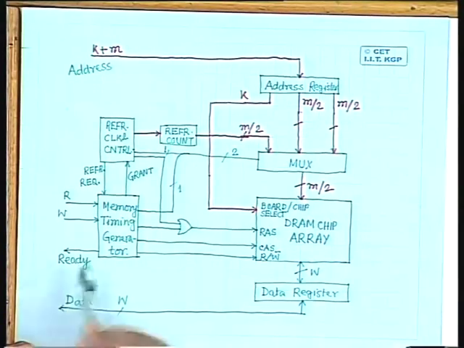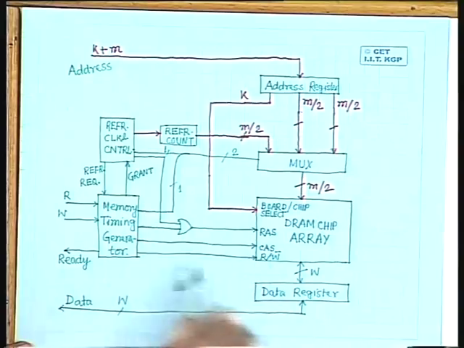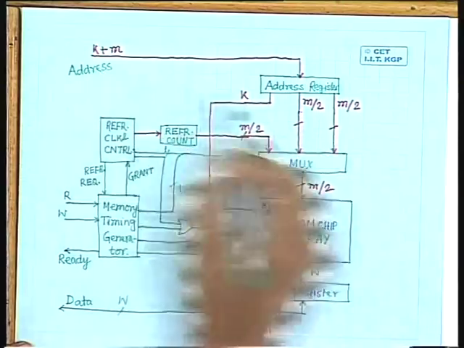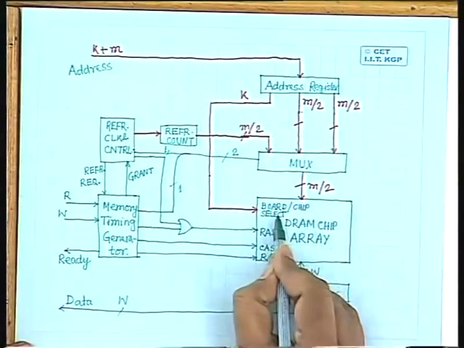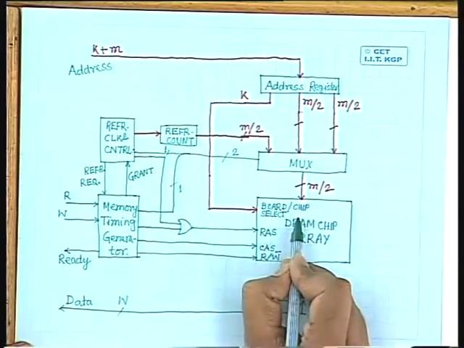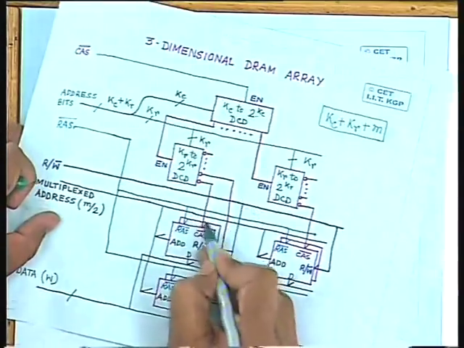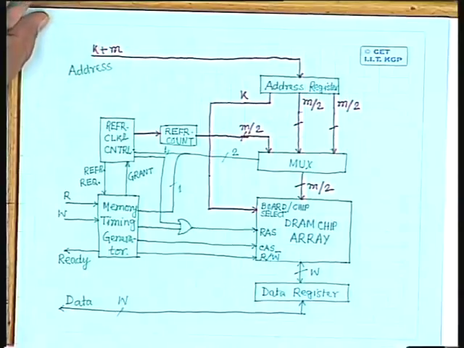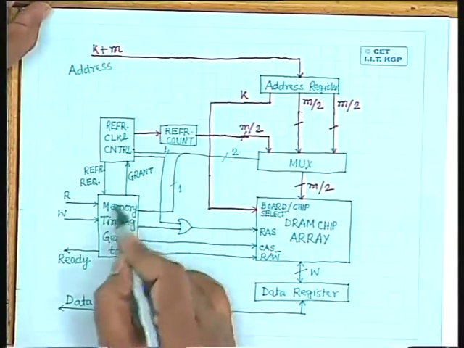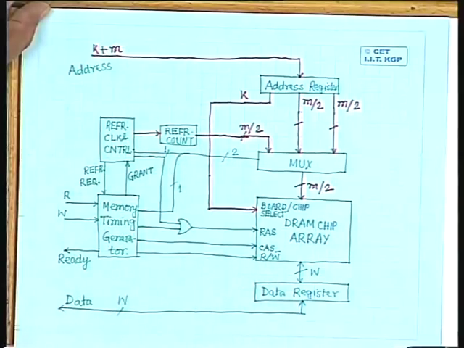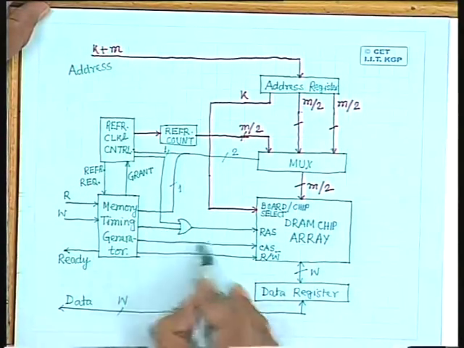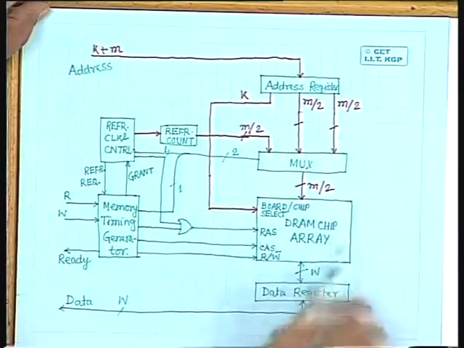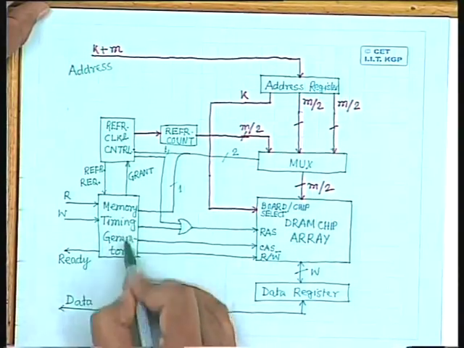Now, on getting this address and read signal and write signal, this memory timing generator will generate the corresponding control signals which are needed for this DRAM chip array. Out of these address lines, k number of address bits will be used for selecting a board, and within a board, a particular chip. When I say a particular chip, that means a chip module like this. Then RAS bar can be generated either from this memory timing generator or from the refresh clock and control unit. These two are logically ORed together, and that gives the RAS signal to the DRAM chip array. CAS signal is directed by the memory timing generator.